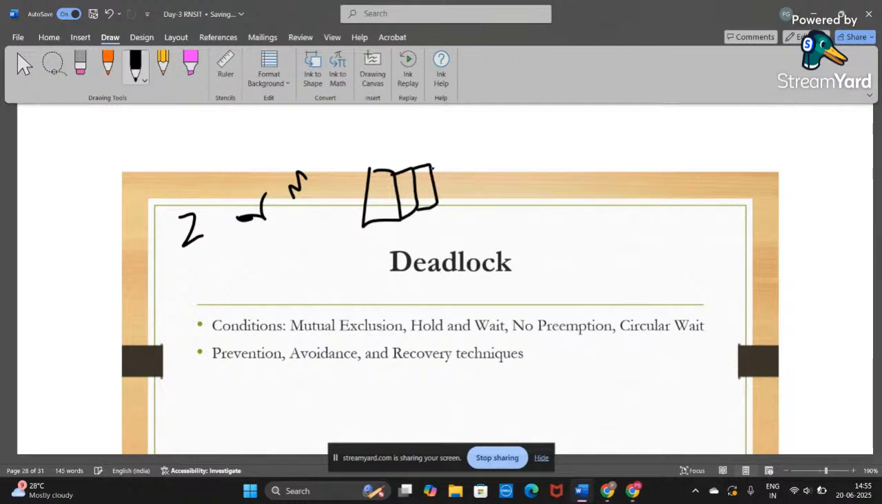The task is completed by one. So here, two or more processes are unable to proceed because each is waiting for the other to release a resource. It has to get a resource from the other one, and only then is it possible to process. That waiting is called a deadlock. Each process waits for a resource held by another process, forming a cycle of dependency.